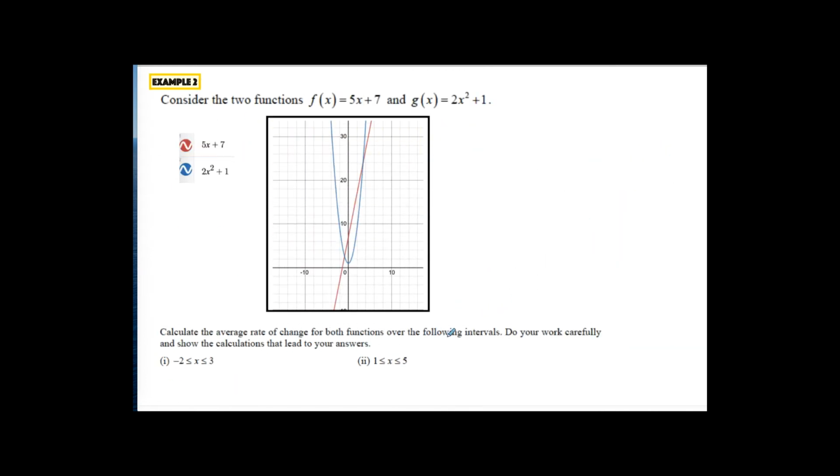So now we are going to look at two functions, 5x plus 7 and 2x squared plus 1. And I have them in Desmos.